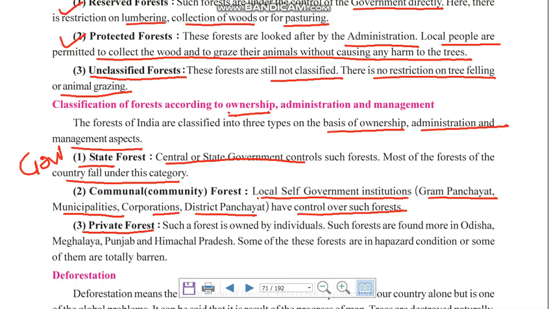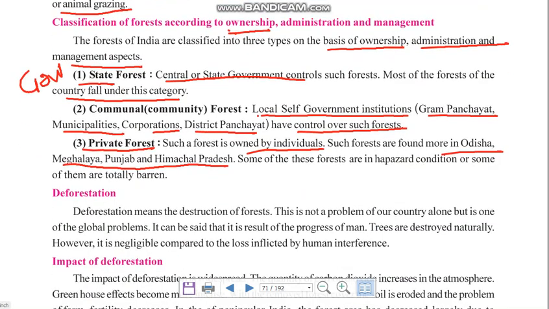From the name it suggests that these are controlled by private people. Such a forest is owned by individuals. Such forests are found in Odisha, Meghalaya, Punjab, and Himachal Pradesh. These are some of the areas where such forests are usually found, and these private forests are usually smaller in comparison to the other two.